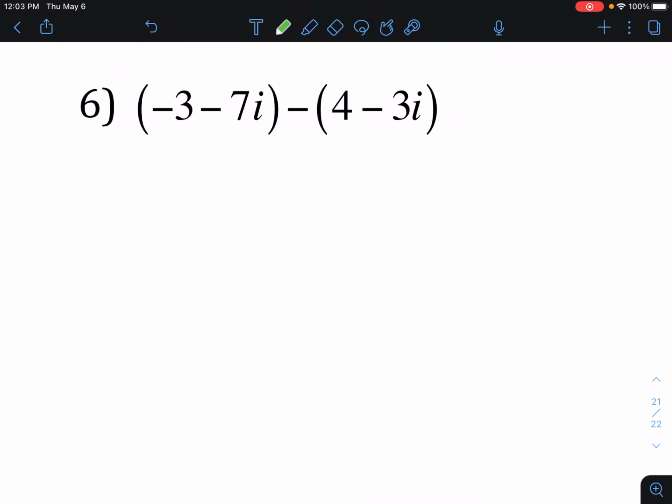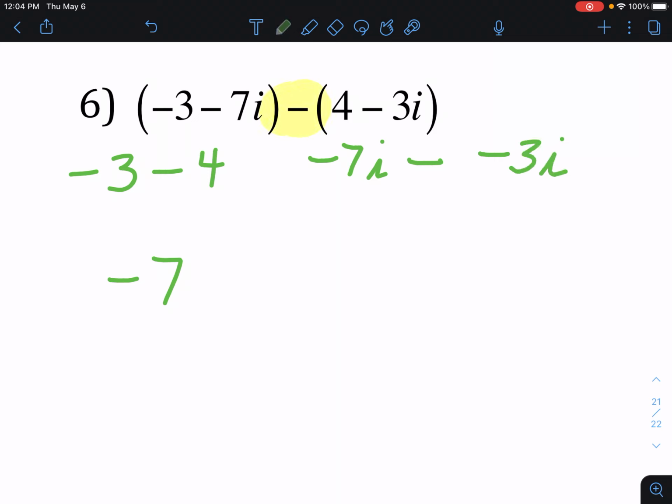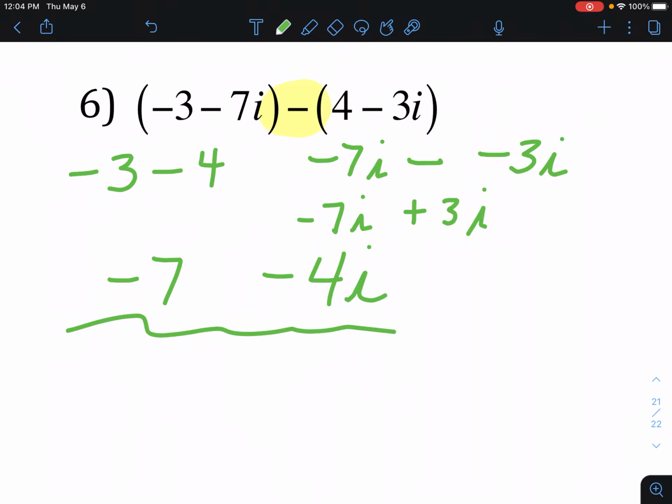All right, we have subtraction in between the parentheses, so we're going to be really careful here. Negative 3 minus 4 is negative 7. Then negative 7i minus negative 3i. Again, be very careful here. That would be negative 7i plus 3i, which is minus 4i. So there's your answer right there.